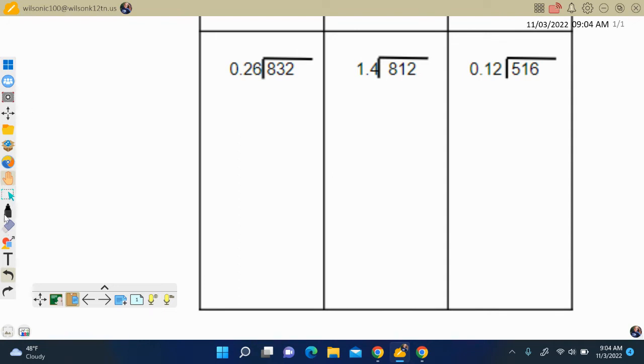Remember, we are going to look, line, divide. Look, line, divide. Go ahead and get started on 832 divided by 26/100.